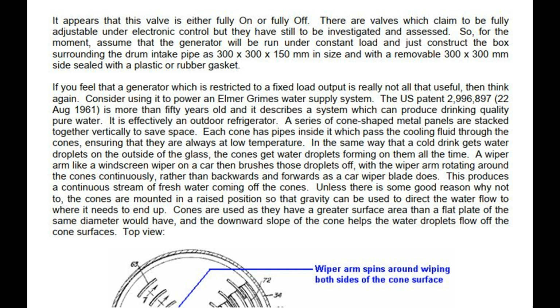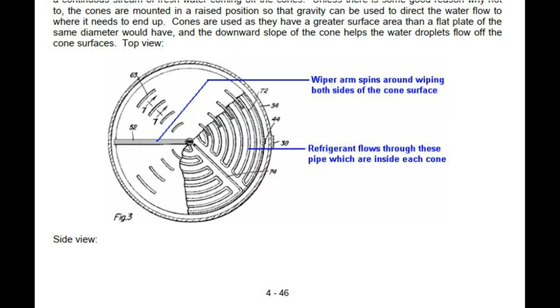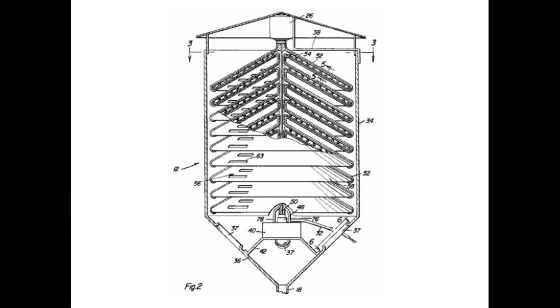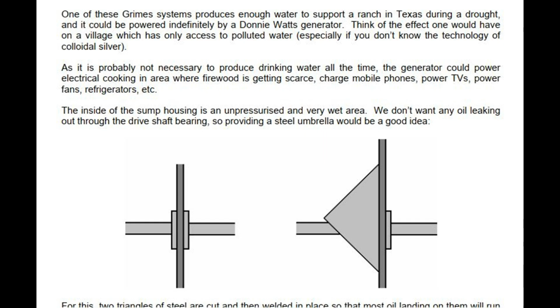Unless there is some good reason why not to, the cones are mounted in a raised position so that gravity can be used to direct the water flow to where it needs to end up. Cones are used as they have a greater surface area than a flat plate of the same diameter would have, and the downward slope of the cone helps the water droplets flow off the cone surfaces. Top view. One of these Grimes systems produces enough water to support a ranch in Texas during a drought, and it could be powered indefinitely by a Donnie Watts generator.